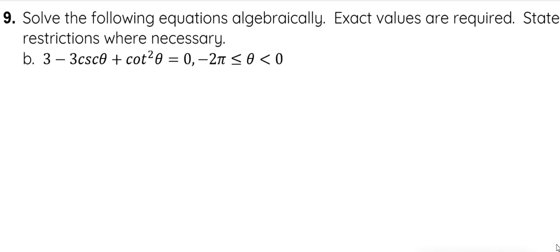Okay, let's solve this question here. So we have 3 minus 3 cosecant plus cotan squared theta equals 0. Now, the first thing I notice is that cosecant and cotan have restrictions.